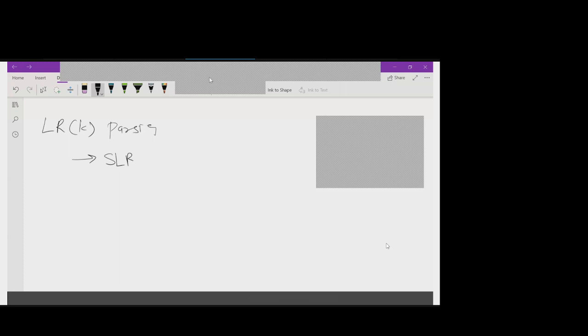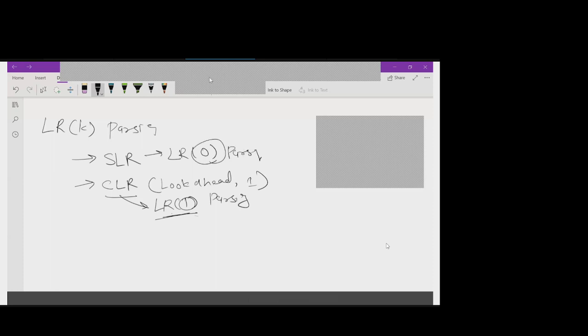So here you have three things, right? First thing is SLR parsing, that is simple LR. Second thing is CLR parsing, that is called canonical LR. Now it has look ahead symbol 1, so it is also called LR1 parsing. This indicates the number of look aheads which we are using in the method. So CLR parsing is also called LR1 parsing. SLR parsing is also called LR0 parsing because we are not using any look ahead symbol.